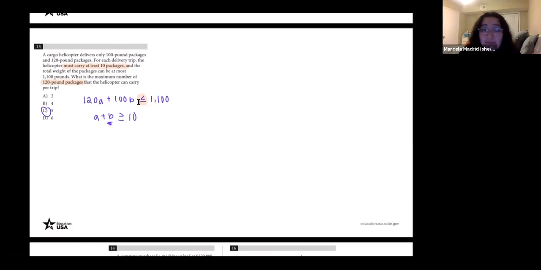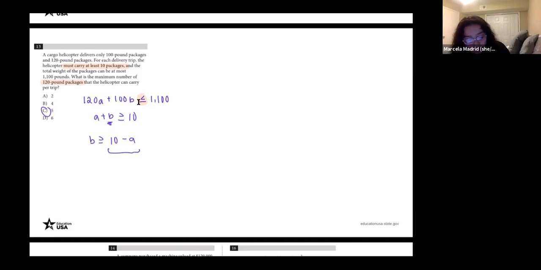Okay, so to maximize the number of 120-pound packages A in the helicopter, the number of 100-pound packages B in the helicopter needs to be minimized. Expressing B in terms of A in the second inequality yields B is greater than or equal to 10 minus A. So I got confused. And so the minimum value of B is equal to 10 minus A. So that's the important part. I was just switching them up. I was confusing my own variables, which I am terribly sorry about.